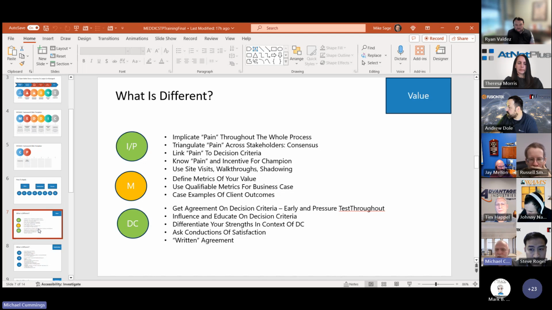You've got to implicate pain through the whole process. What they tell us to do is triangulate pain, so that we see the pain we've identified early in the process, and we see how other stakeholders in the company frame that same pain and how it implicates them. So the more pain, the better. The more pain across the board, the better. Our ability to drill down on the pain is going to make us look better and different than our competition. And the most important thing is you want to link pain to the decision criteria, and you want to know pain in a setup for the champion.